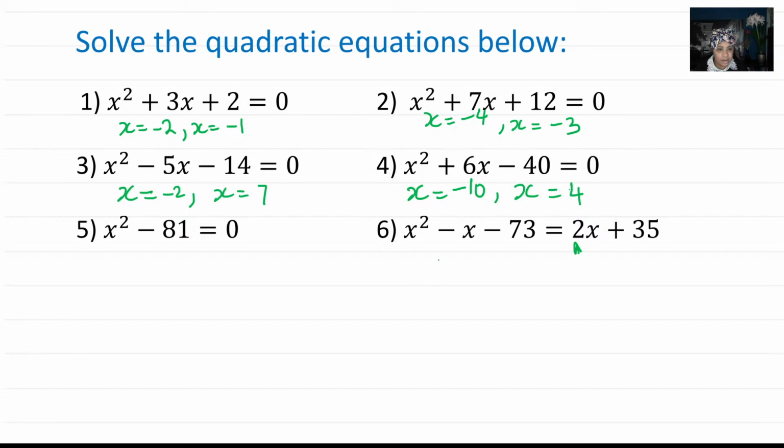Okay, so we're going to do minus 2x and then minus 35 on both sides. Okay, minus 2x minus 35.